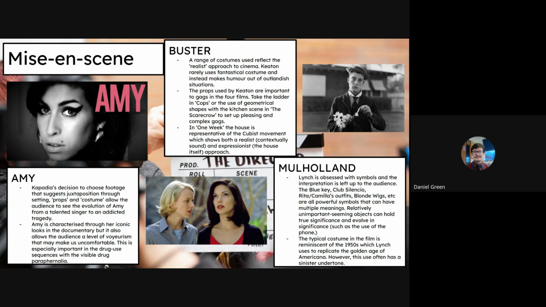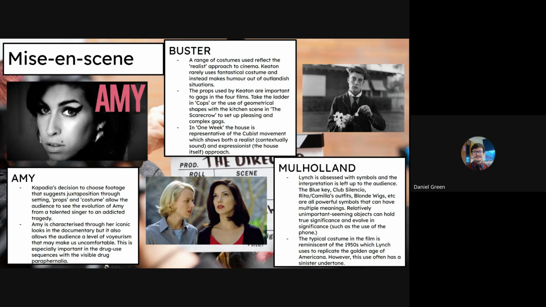And in One Week, the house is representative of the Cubist movement, which shows a realist, because obviously the Cubist movement was happening around this time, or was sort of like within this time period. So that means it's contextually sound, but also expressionist because of the house itself. The use of that house itself almost adds this surreal Cubist aspect, whereas it adds to realist because it's almost commentating on an art movement that was going on at the time, potentially making fun of it a little bit.